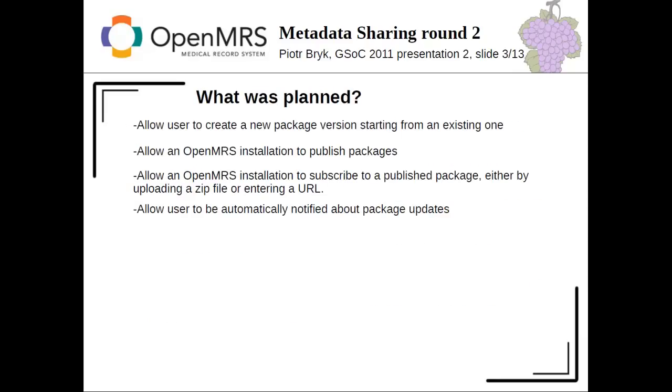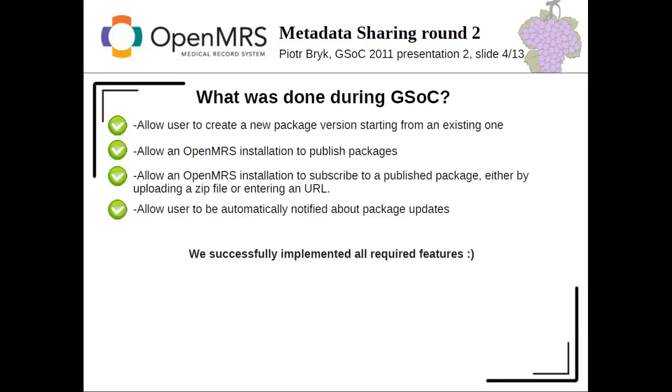What did we plan to implement? Allow the user to create a new package version starting from an existing one. Allow an OpenMRS installation to publish packages. Allow an OpenMRS installation to subscribe to a published package, either by uploading a zip file or entering a URL. Allow the user to be automatically notified about package updates.